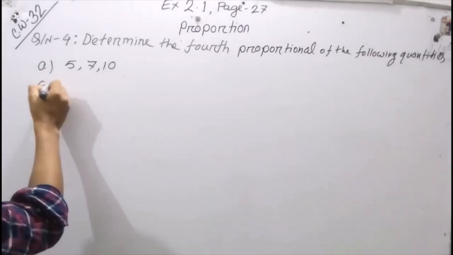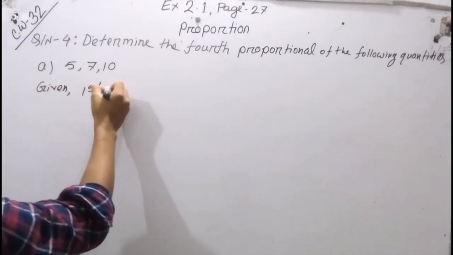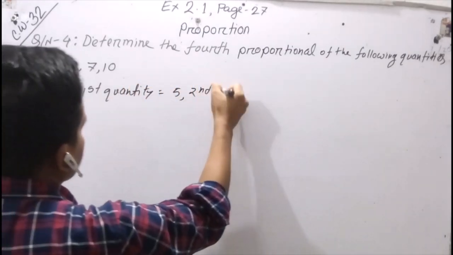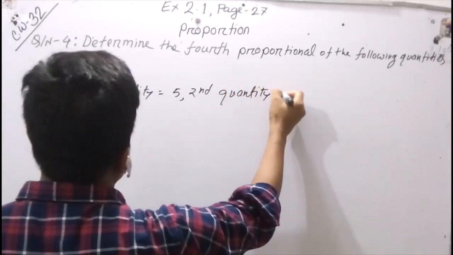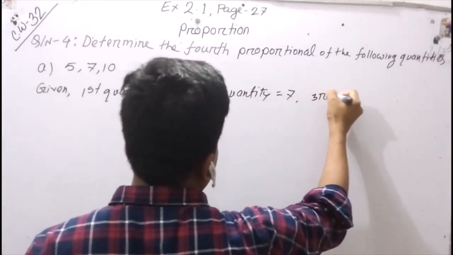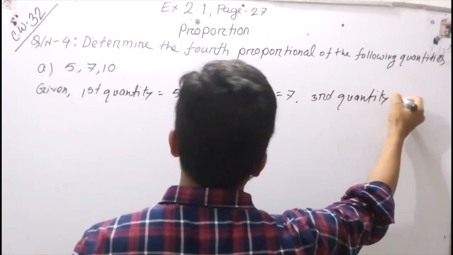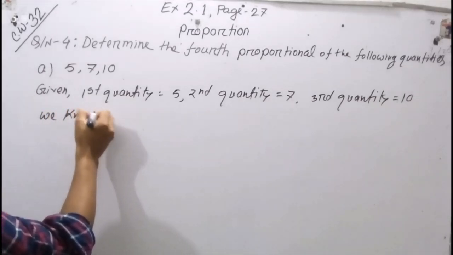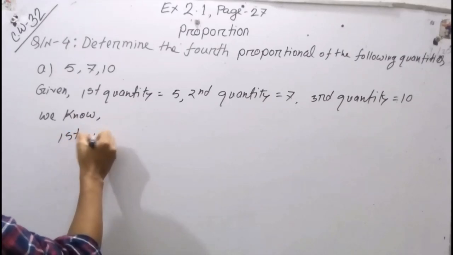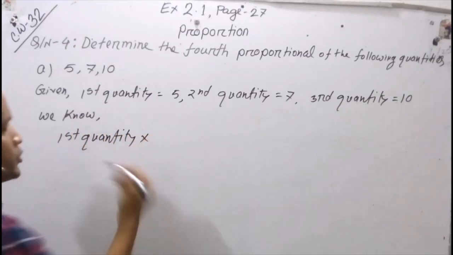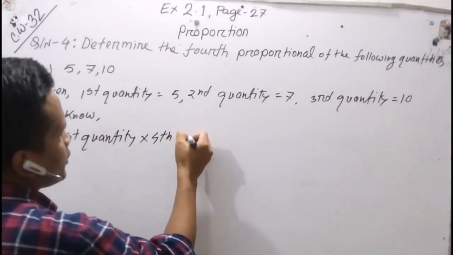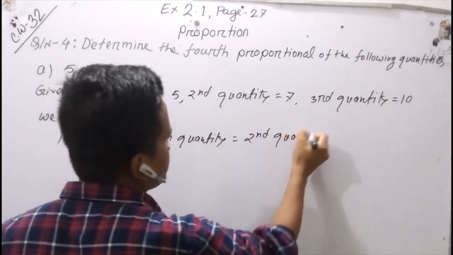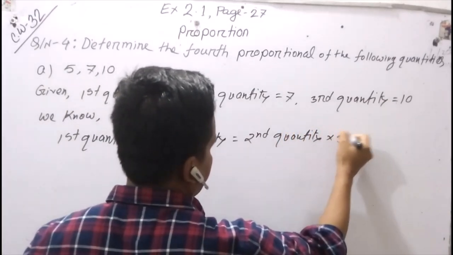So now write, given: first quantity is equal to 5, second quantity is equal to 7, and third quantity is equal to 10. The same way you have to solve. We know first quantity into fourth quantity, right? The same way you have to solve this one, like number 3, is equal to second quantity into third quantity.